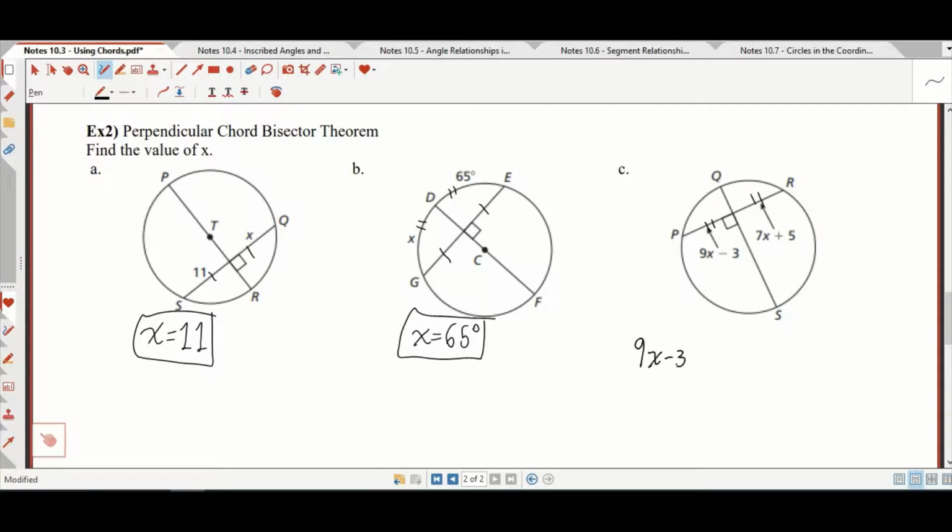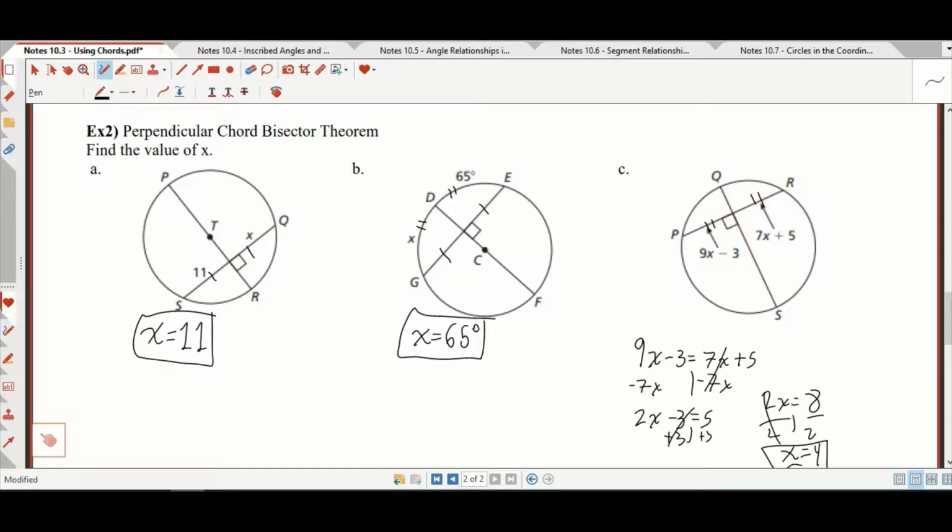So 9x minus 3 equals 7x plus 5, which we solve the normal way. Subtract 7x from both sides. That leaves me with 2x minus 3 equals 5. Add 3 to both sides, and you get 2x equals 8. Divide both sides by 2, and x equals 4.